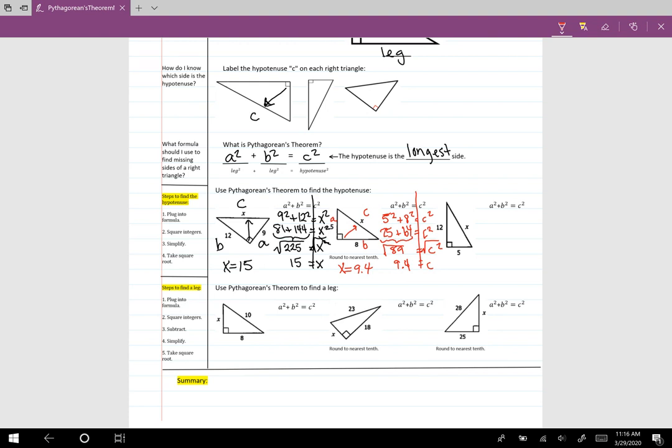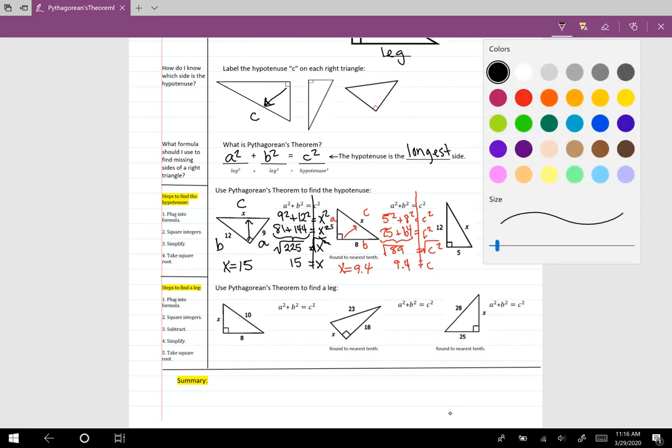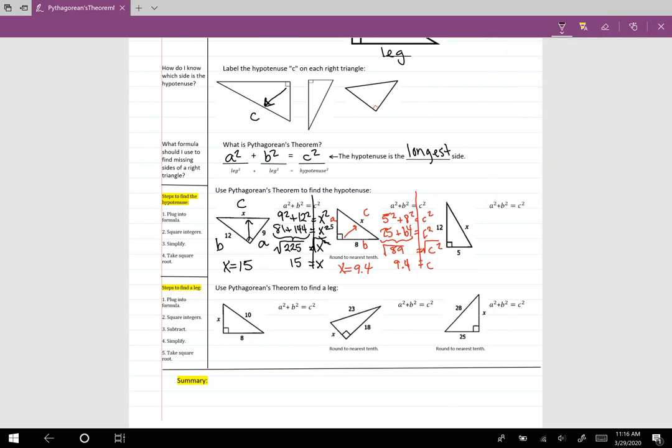Okay, now we're going to use Pythagorean's theorem again, but now to solve for a missing leg. So the steps are a little bit different. There's one more step, and that is we have to subtract. So I'll go back to black, and we'll label our sides A, B, and C. Well, we know C is 10. The smallest side is A, and the medium side is B.